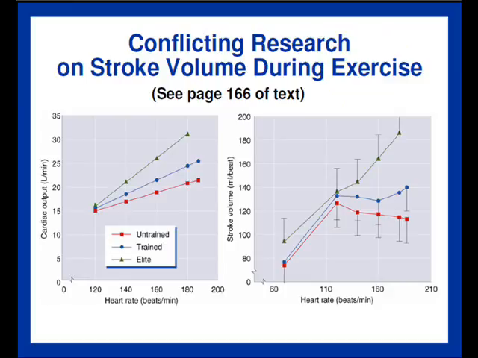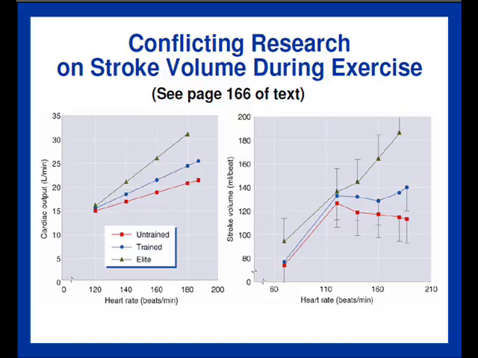Now, there is conflicting research on stroke volume during exercise. It's not as simple as we think. Okay? The reason I'm saying that is because here's real data of stroke volume versus heart rate. Red is the untrained individuals, so they increase their stroke volume up to 110 beats per minute in this case. This starts to drop a bit. It's not unusual. In blue is a trained individual, or individuals. And as we said, after about 40 to 60% of VO2 max, they start to plateau.